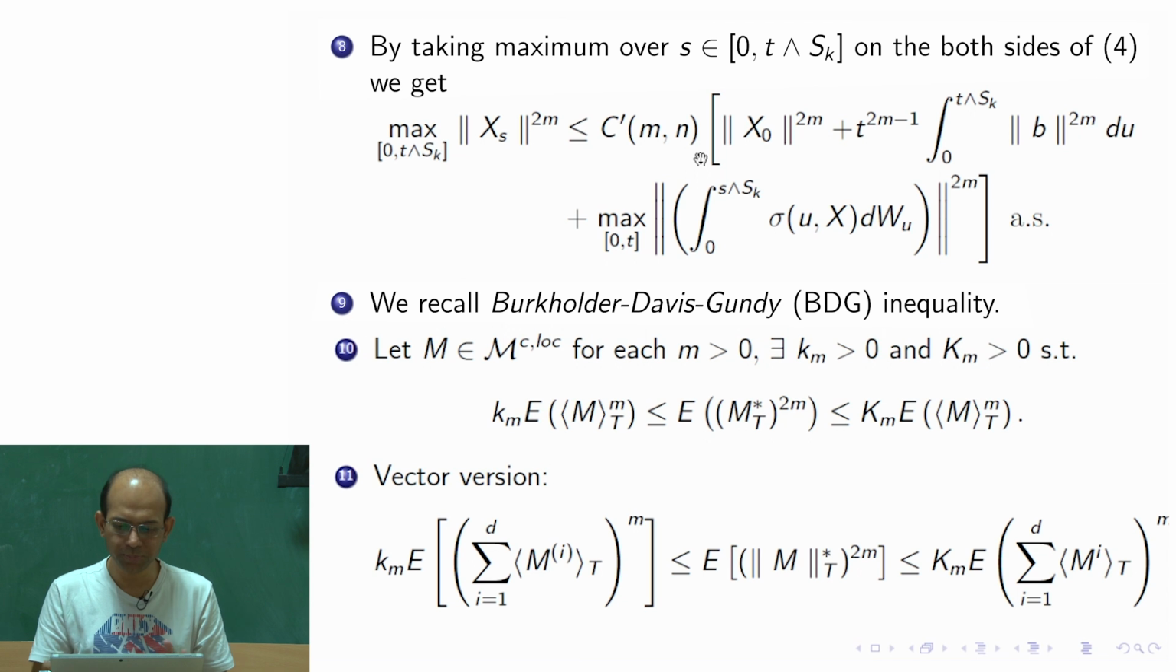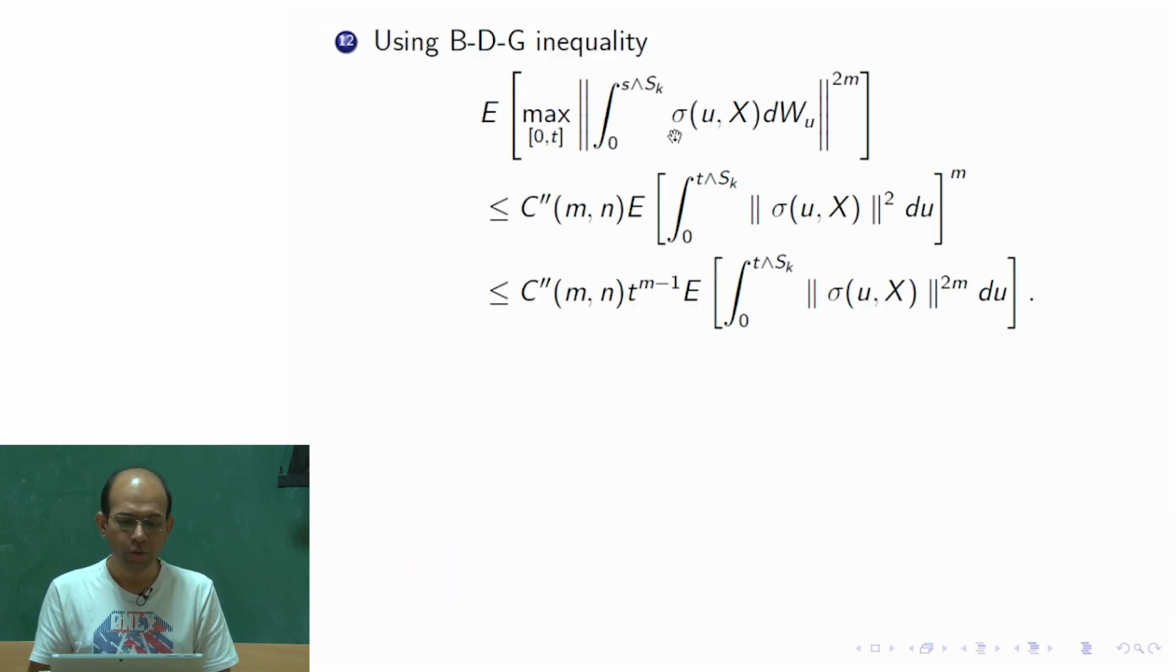Till now I did not talk about any sequence. I actually want to write every n as d, because later I would really use n as an index for a sequence. So this is d. So here it is C double prime m, d actually. The expectation of the maximum over 0 to t of the integral from 0 to s minimum s_k of sigma(u, x) dW, to the power 2m, is less than or equal to C double prime m, n times the expectation of the integral from 0 to t minimum s_k of the norm of sigma(u, x) squared du, to the power of m.